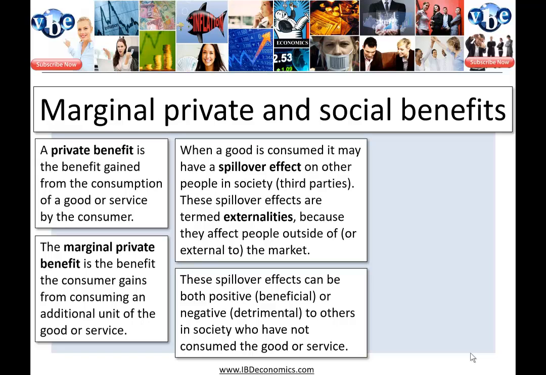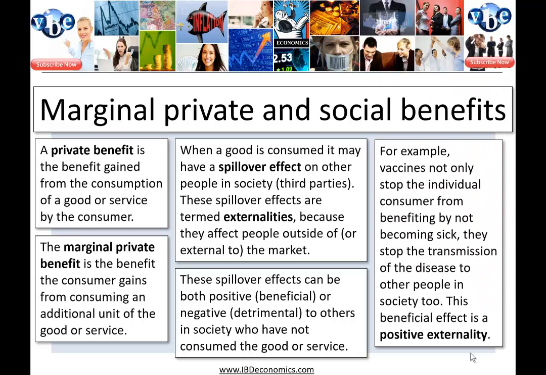These spillover effects can be both positive, so beneficial to society, or negative, detrimental to society, to others who have not consumed the good or service. So, for example here, again, vaccines: they not only stop the individual consumer from becoming sick, they stop the transmission of the disease to other people in society too. So that is a beneficial effect, and that's a positive externality.